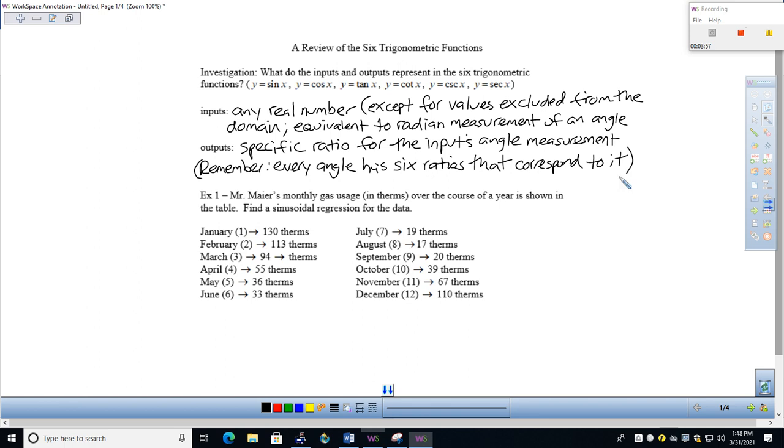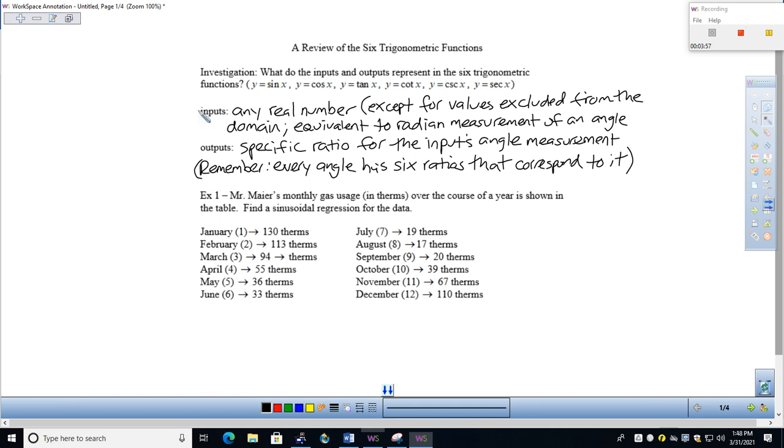All right. Inputs are the angle measurement in radians. The outputs would be the ratio for that angle. Perfect. Now we're going to start to do some other things with this where we flip this when we talk about inverses, but we're not there just yet. Okay, let's move on to our examples of the day.